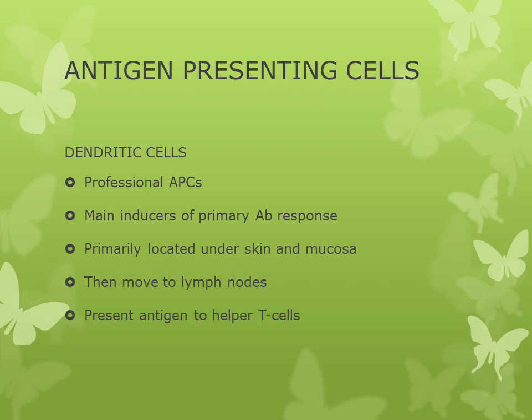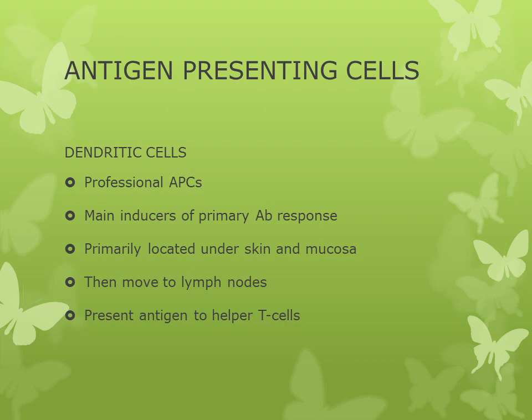Next is the dendritic cell. Dendritic cells are also called professional antigen presenting cells, or professional APCs. The dendritic cells are particularly important because they are the main inducers of primary antibody response. Why are they called dendritic cells? Because they have long, narrow processes, and these processes resemble the dendrites that are present in the neuronal cells, and these processes make them efficient at making connection with the foreign antigens or the foreign bodies.